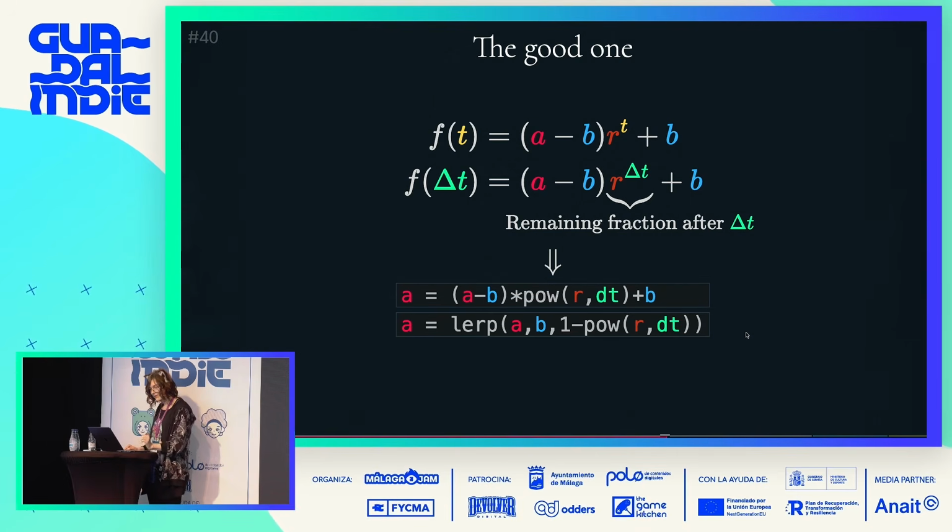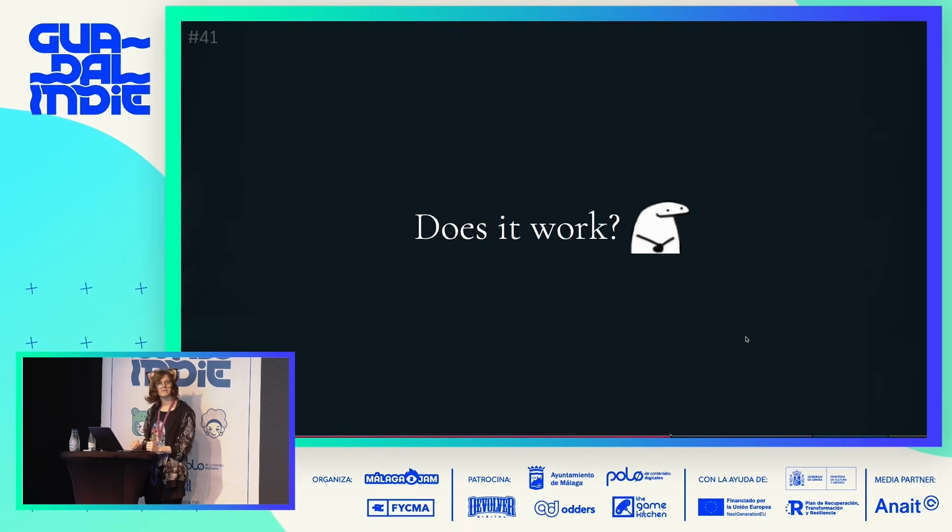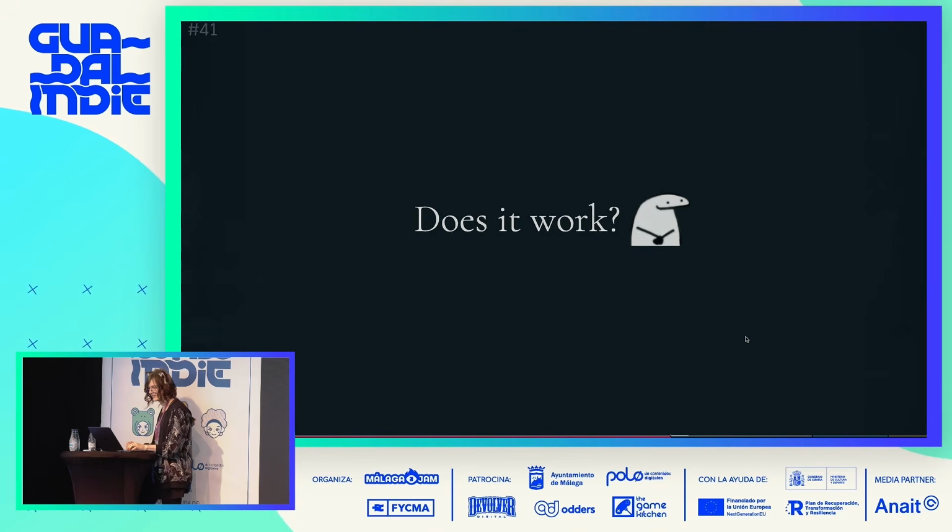And of course, we can write this using a lerp if we want to. It's just that we have to do 1 minus, which is a little bit gross. I don't like that. So anyway, there you have it. There we have some code. And now we just need to figure out, does it work? Maybe it seems fine.